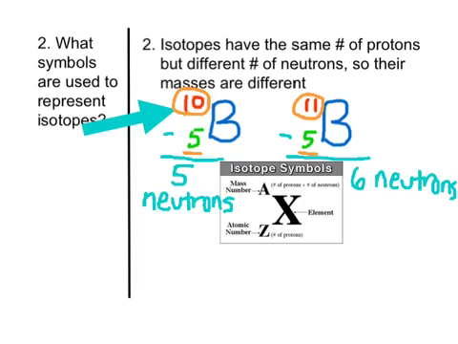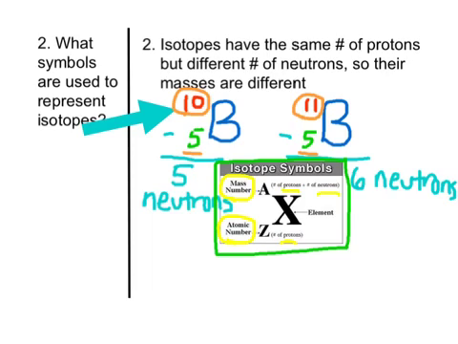Now, right underneath those isotope symbols, you see this box for isotope symbols. Please jot this box down in your notes. Okay, it tells you exactly what each of those numbers and the letter means in an isotope symbol. So again, here we see that the top number is what we call the mass number, and the bottom number is the atomic number. Remember, atomic number is the number of protons, and the mass number is the mass of the atom, which is made up of protons and neutrons added together.